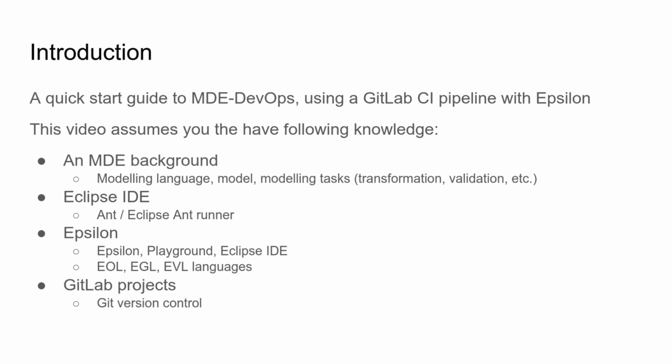This example will use GitLab, and in particular we will be looking at GitLab CI pipelines, where we will be using Epsilon as our modeling tool and executing Epsilon programs within the CI pipeline to perform modeling tasks.